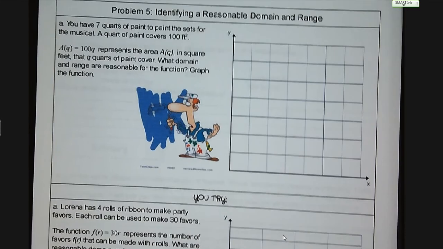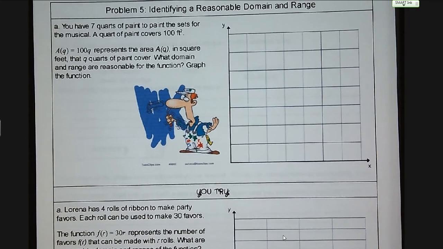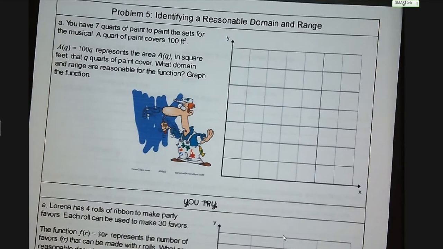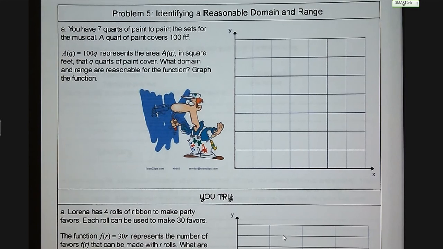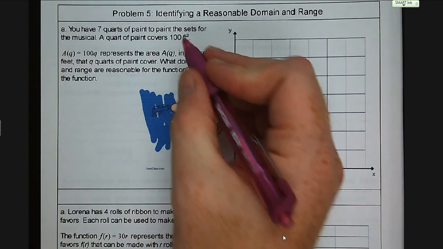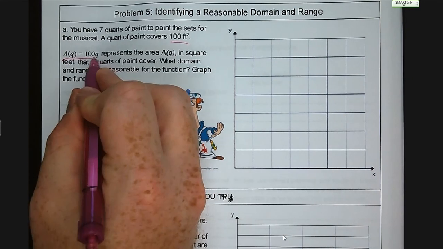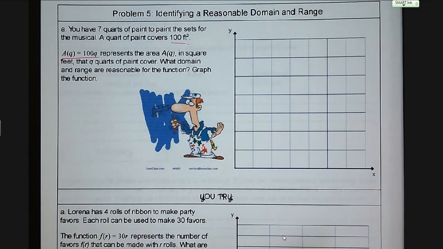We have problem number 5, identifying a reasonable domain and range. So I'm being told that I have 7 quarts of paint to paint the sets for the musical. A quart of paint covers 100 square feet. A of Q is equal to 100Q, represents the area A of Q in square feet that Q quarts of paint cover. What domain and range are reasonable for this function?